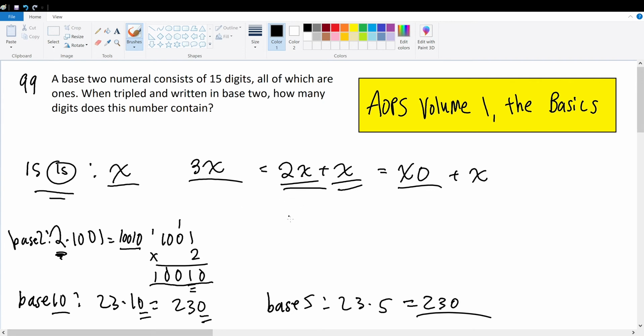For now, you'll just have to accept that 2 times any number in base 2 will be equal to that number with a 0 next to it, hence having 0 here. And x will still be the 15 ones. So from here, this is 16 digits, and this is 15 digits. And the summation of this will be equal to a number that contains 17 digits, which is the solution to our question.